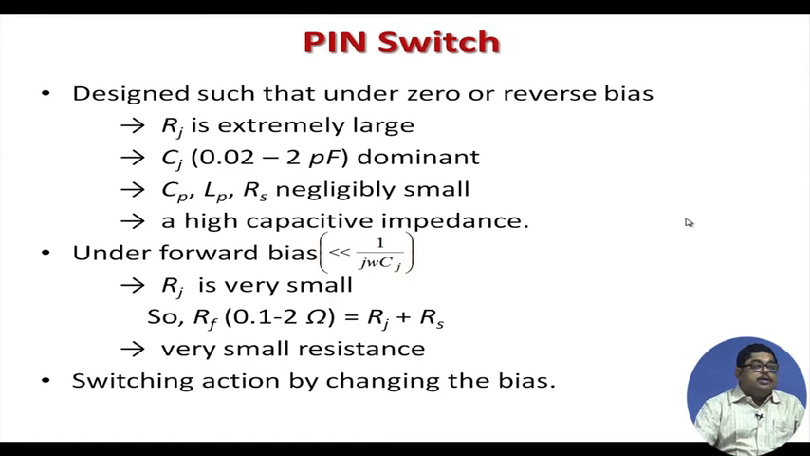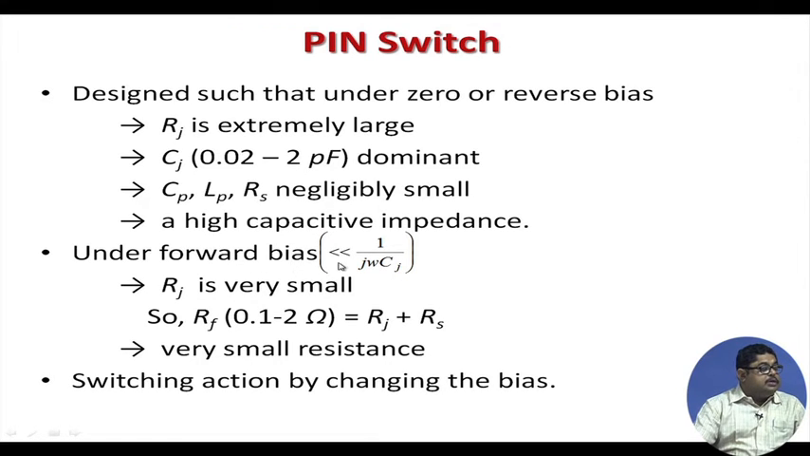It is designed such that under zero or reverse bias R_j is extremely large. So, when there is either zero bias or reverse bias, R_j is large, that is any diode, and C_j becomes dominant, its value typically 0.02 to 2 picofarad, with C_p, L_p, R_s negligibly small. So, basically the diode gives you this R_j quite high under reverse bias, so you get a high capacitive impedance.